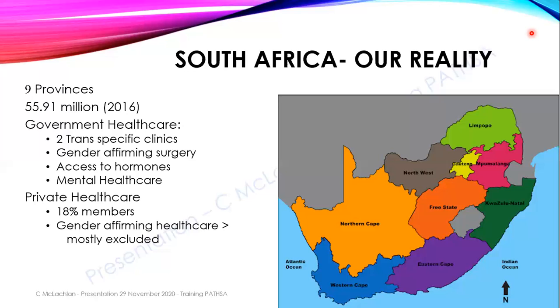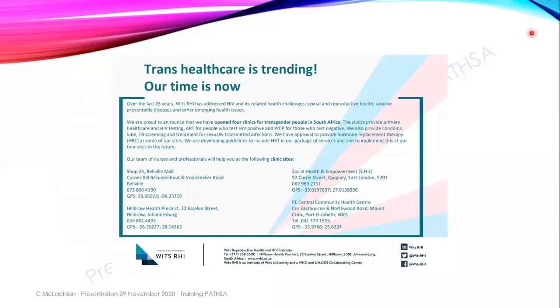Now, fortunately, we have Wits RHI that came on board, and they now have 4 clinics where people can access HRT, so hormones. They can also access for free the blood tests, the doctor's appointments, the social worker, and the psychologist. And these 4 clinics are based in Belleville in Cape Town, Hillbrow in Joburg, then in East London, as well as Port Elizabeth.